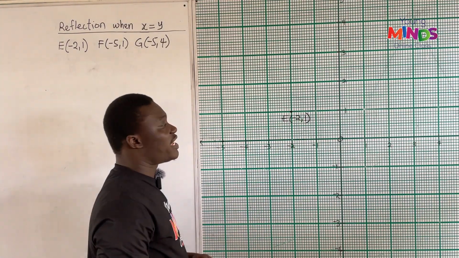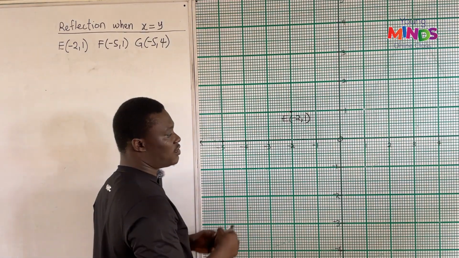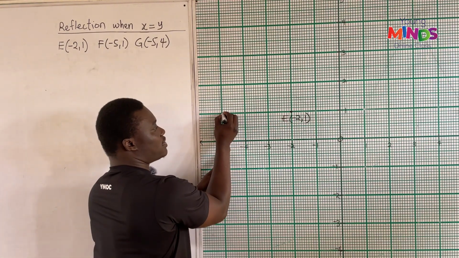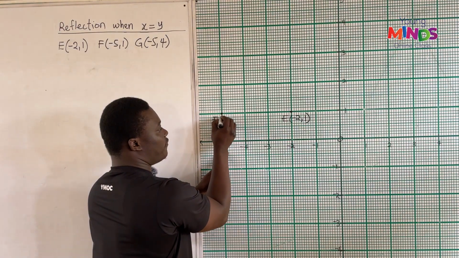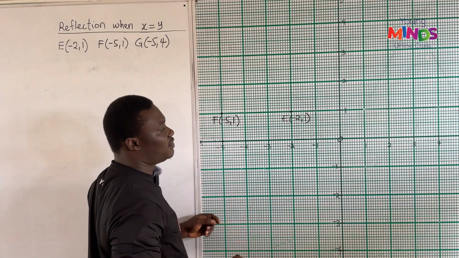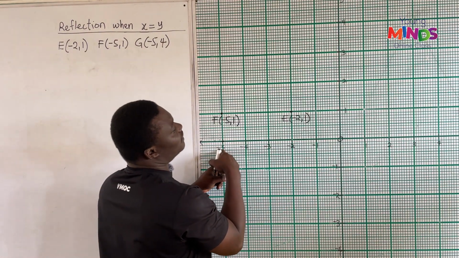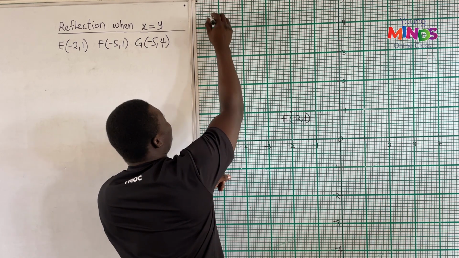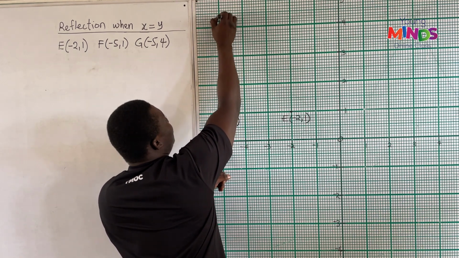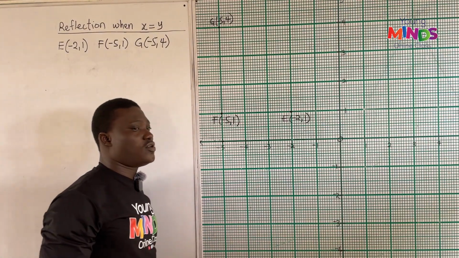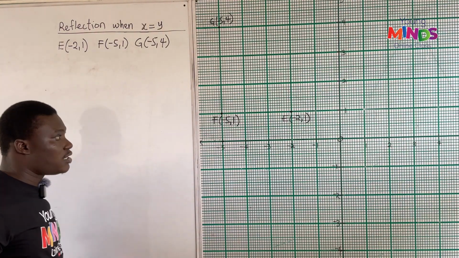Then second point, F, negative 5, 1. Negative 5 on the x-axis, 1 on the y-axis. So F, negative 5, 1. And then point G, negative 5 on the x-axis, 4 on the y-axis. So the point will be here. G, negative 5, 4. Let us join these points to form an image.